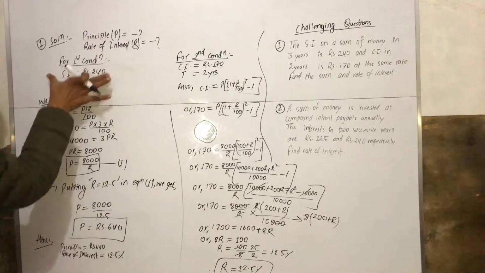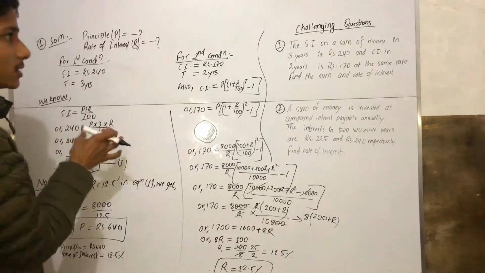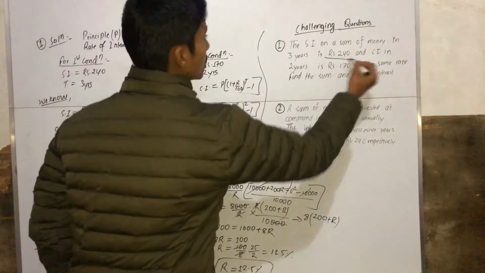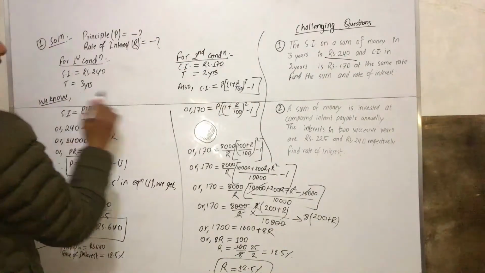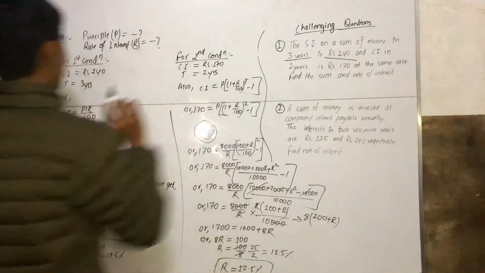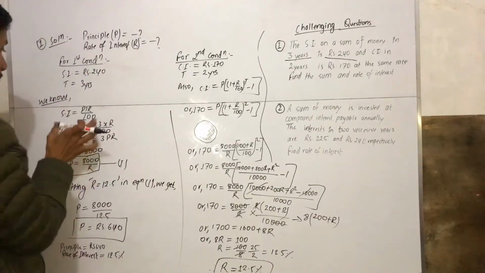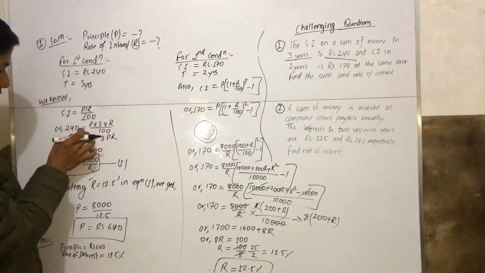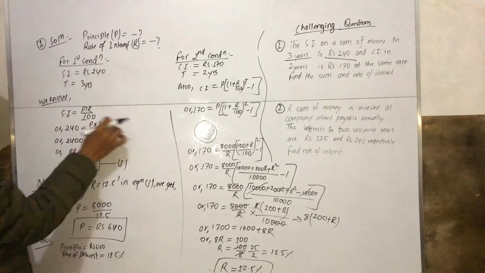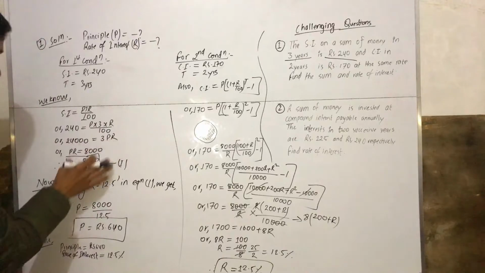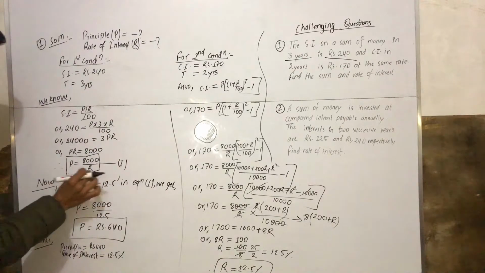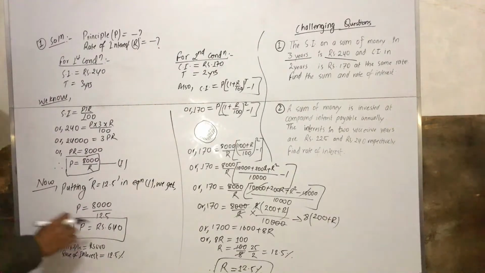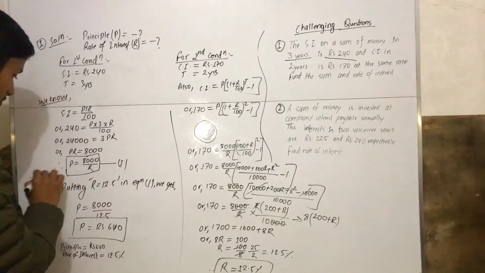In the first condition we have taken simple interest, that is, simple interest is given as 240, and time is 3 years. Here we know the formula of simple interest, PTR by 100. 240 is equal to P into 3 into R by 100. In this way we can simplify and find the value of P, that is 8,000 by R.